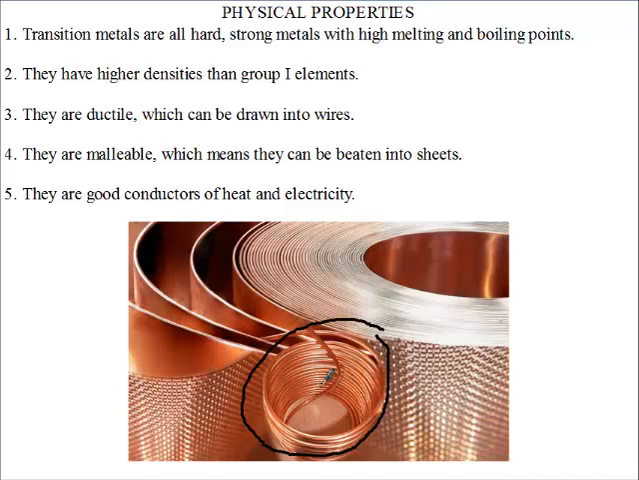Transition metals are malleable. When we say a metal is malleable, that means it can be beaten into sheets. Here you can see the metal in flat sheets of metal.